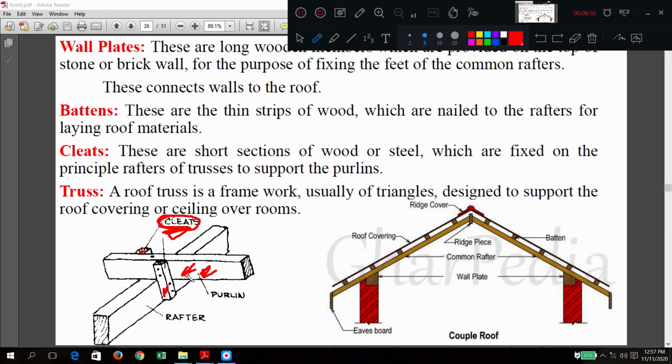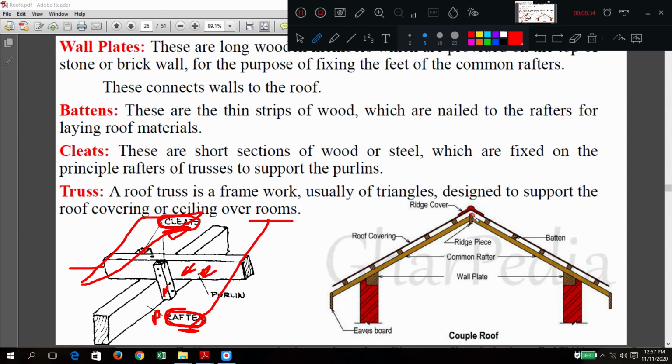Now don't get confused. Purlin is at the top, rafter is at the bottom. It is not like that. Rafter is one common term used from ridge to end. It is generally called a rafter. If it is the main rafter which supports the purlin, then we call it a principal rafter. If that rafter comes on this top, then it is called a common rafter. Simple, no?